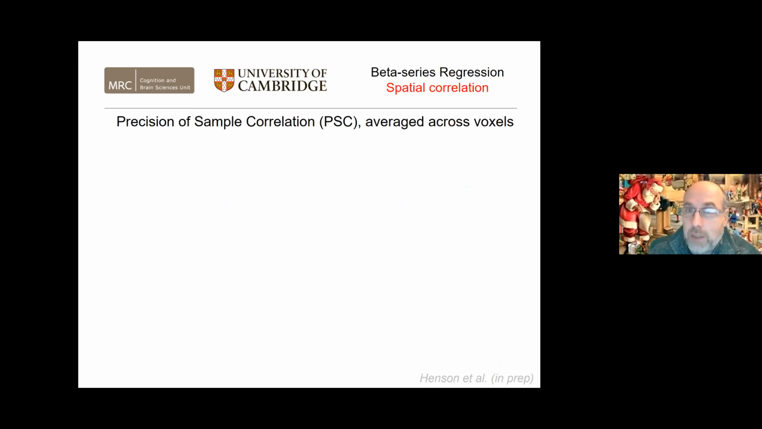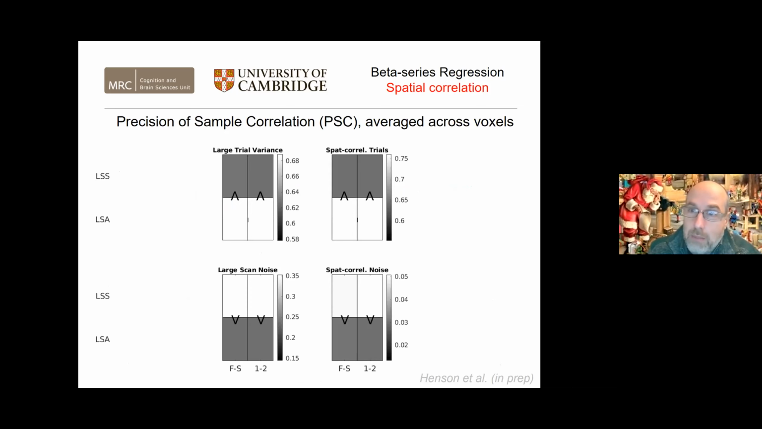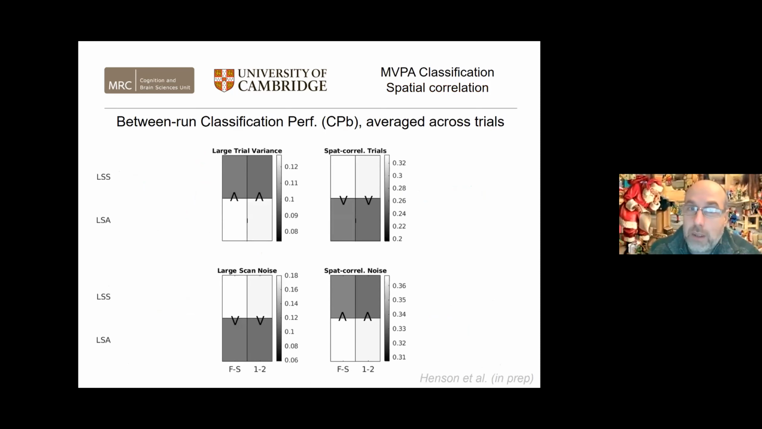What about when we're doing MVPA and there might be spatial correlation between the voxels? Sorry, we're still talking about beta series regression, but now there's spatial correlation in the data. For beta series regression, it doesn't matter because you're going to average over voxels anyway. But for MVPA, if we took out a between-run classification performance measure, you can see which is the better estimator again flips. So now when there's spatial correlation in the trial-to-trial variability, LSS becomes better. Or when there's spatial variation in the noise, LSA becomes better.